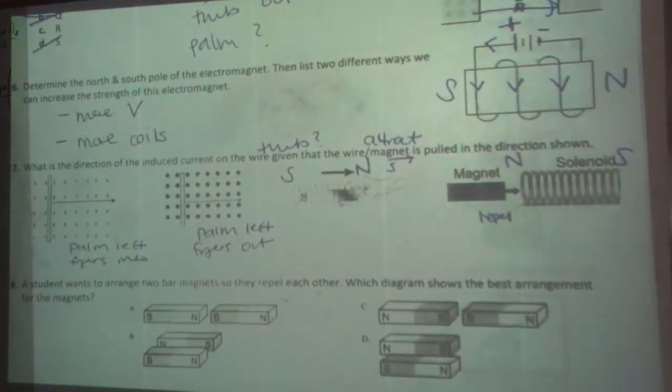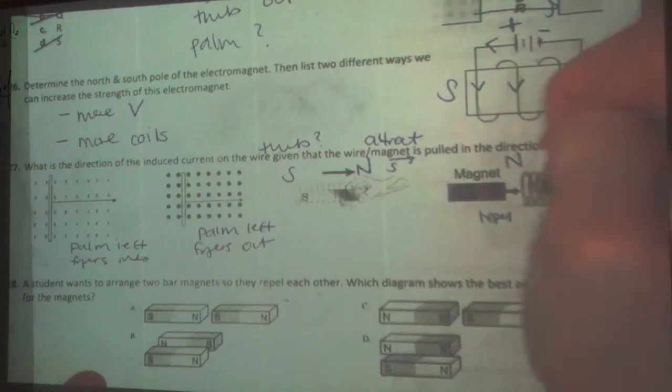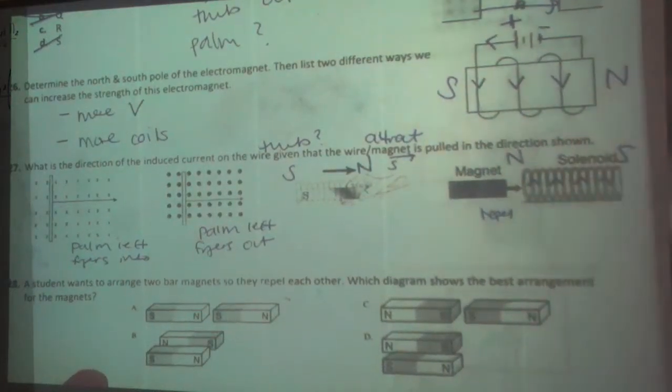So just to draw this in, my current would be pointing up on the front. Here the current would be pointing down on the front. Here we said the answer was down, down. And here our answer was up.